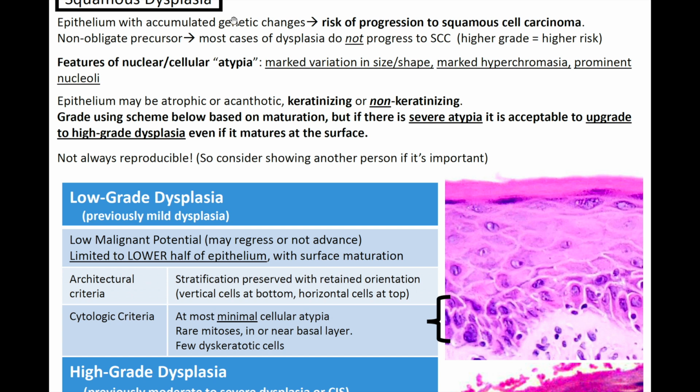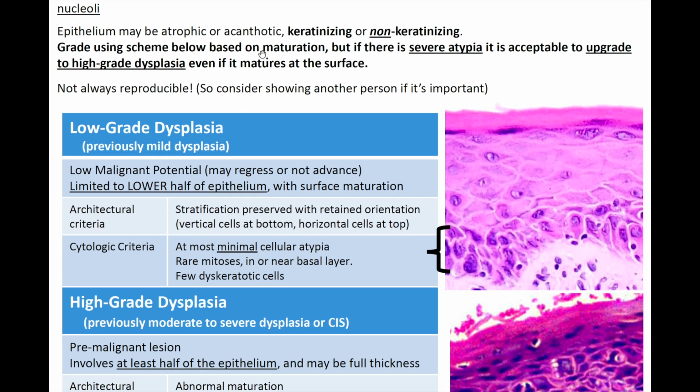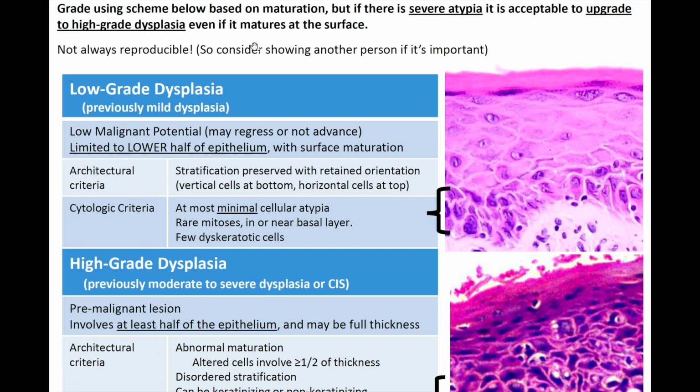Features of nuclear and cellular atypia are marked variation in size and shape, marked hyperchromasia, and prominent nucleoli. The epithelium may be atrophic or acanthotic, keratinizing or non-keratinizing, and you want to grade it using the scheme below based on maturation. But if there's severe atypia, it is acceptable to upgrade to high-grade dysplasia, even if it matures at the surface. It's not always reproducible, so consider showing another person if it's important.